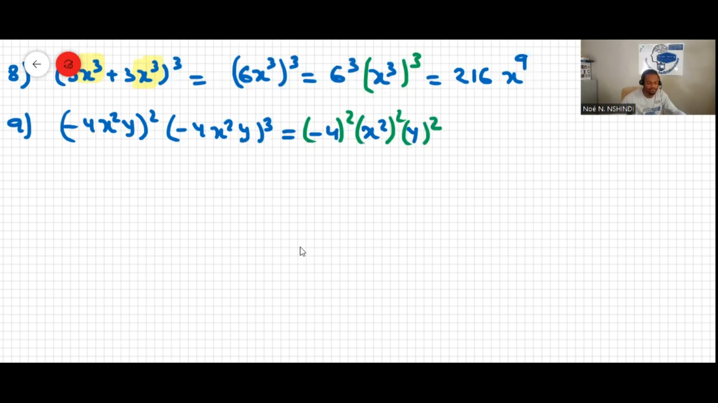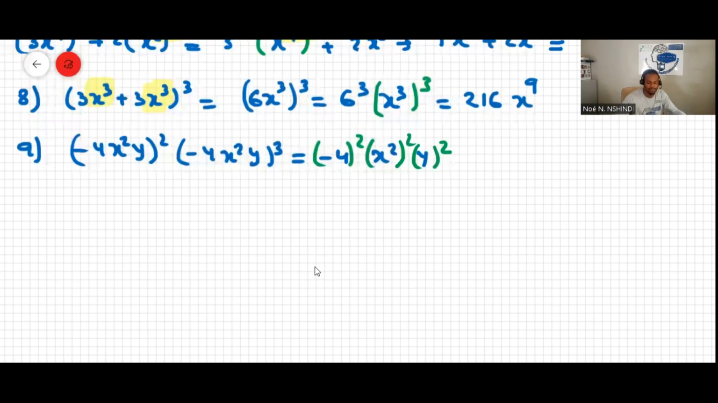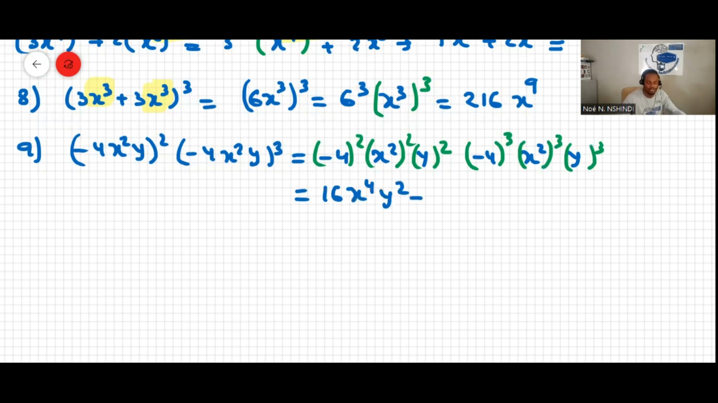Another product for the other brackets will be on the right side: -4x²y. I'm going to raise each of these to the power of 3, that to the power of 3, and that to the power of 3. And then this will make 16x to the 4, y to the 2, multiplied by -64 x to the 6, y to the 3.